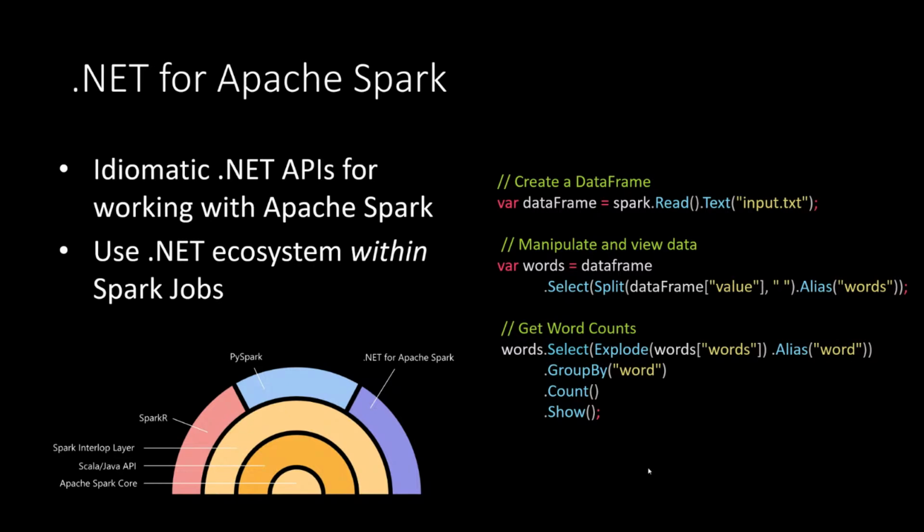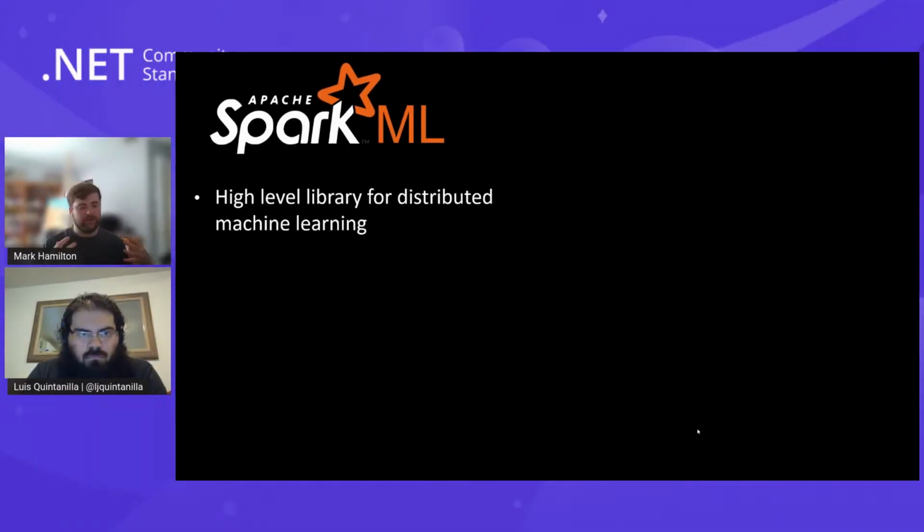So this is the next step: now that we have our Spark, we've got it in .NET, now we want to start doing machine learning. And the core machine learning library for Apache Spark is called SparkML. It's a high-level library for distributed machine learning.